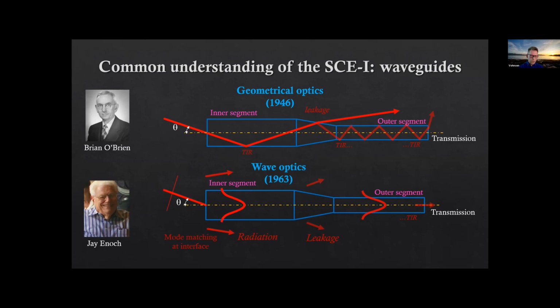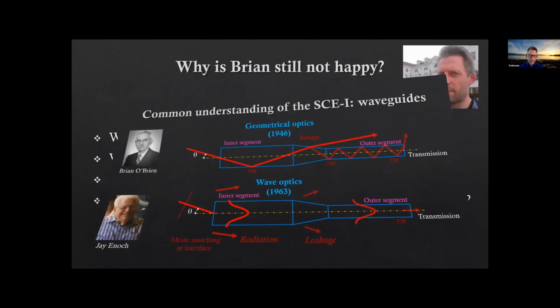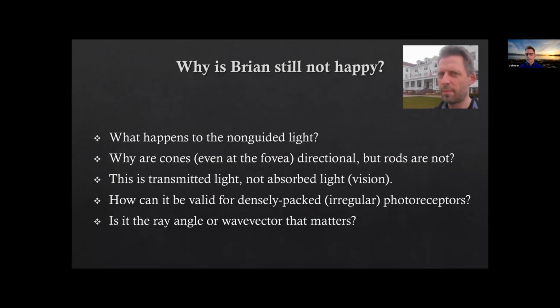But for those of you who know me, you also know that I'm still not happy with the waveguide understanding of photoreceptors, because it still leaves a lot of unanswered questions, like what happens to the non-guided light? Why are cones directional at the fovea, whereas the rods are not? They are essentially cylindrical at the fovea, but the cones are directional, the rods are not.